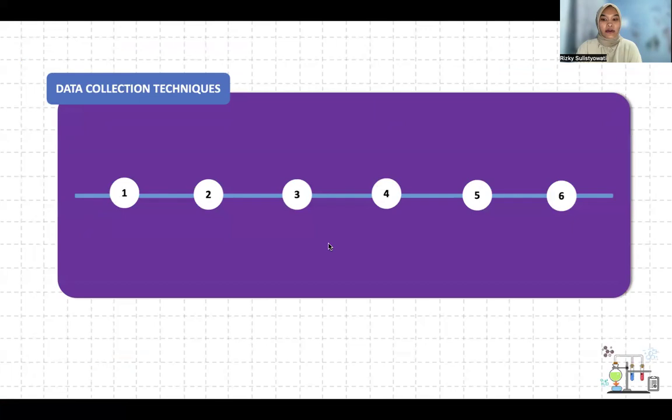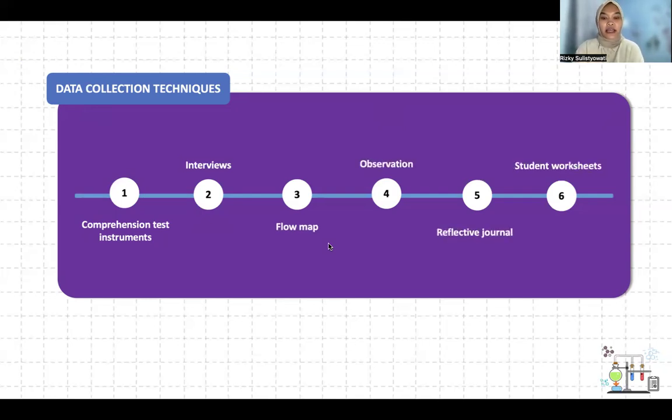For the data collection techniques, there are six. First is a comprehension test instrument, which aims to identify how students understand the concept. The test consists of 5 descriptive questions, and previously the questions were qualitatively validated by a team of lecturers and experts. Data collection number 2 is interview. Also, there are flow map, observation, reflective journal, and student worksheet.